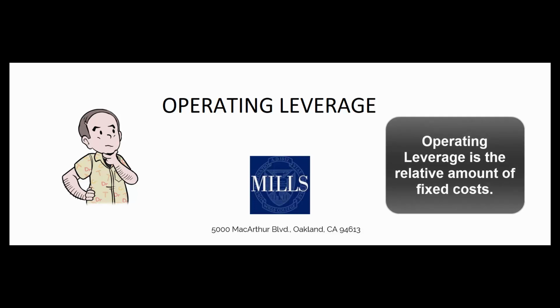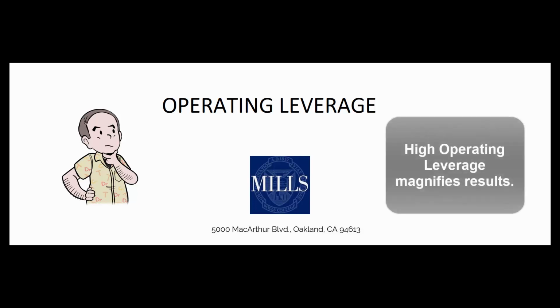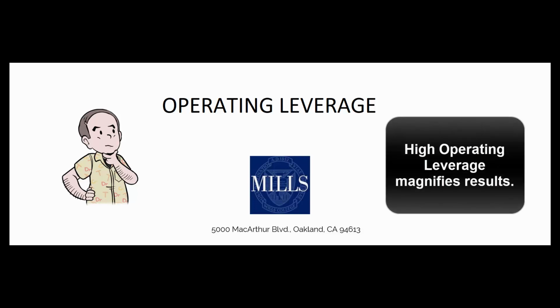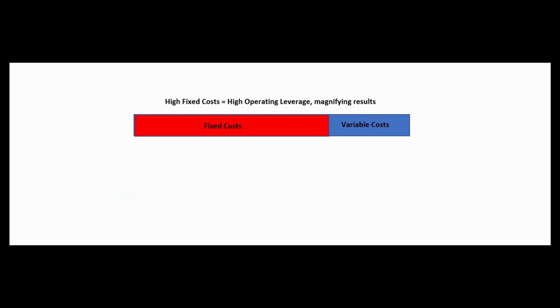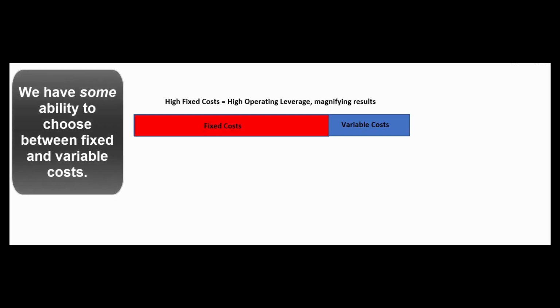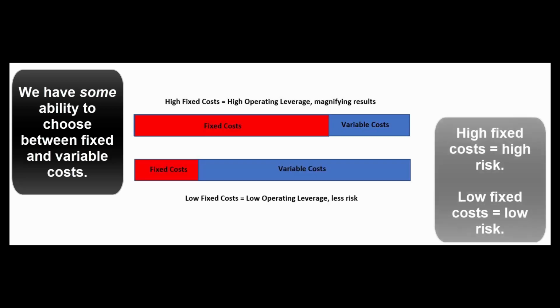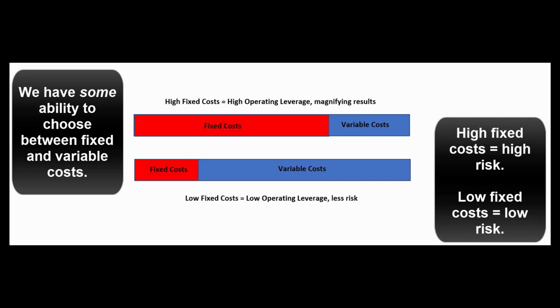Operating leverage. Operating leverage refers to the relative amount of fixed costs. High fixed costs in our business means high operating leverage, which means that results, good and bad, get magnified. It might help to think that our total costs, fixed and variable, are going to be about the same no matter what we do, but higher fixed costs means higher operating leverage, which means magnified results. Low fixed costs means low operating leverage, which means less risk.